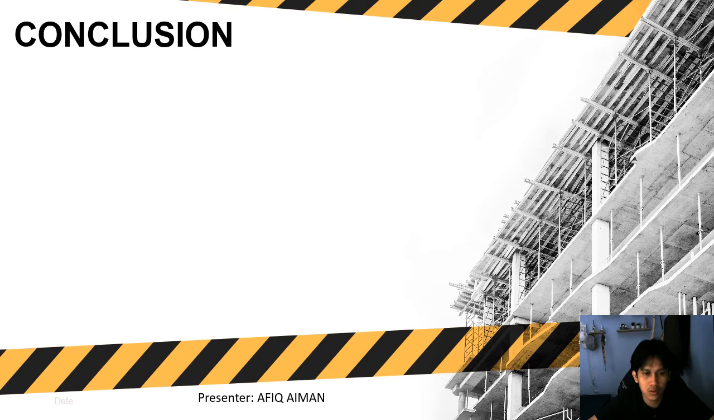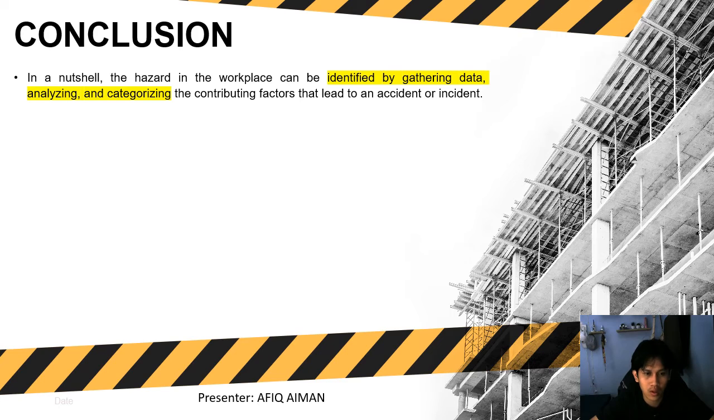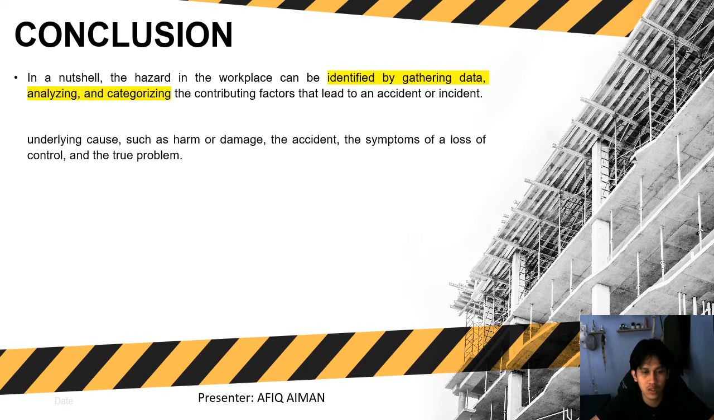Here is the conclusion of this topic. In a nutshell, the hazard in the workplace can be identified by gathering data, analyzing and categorizing the contributing factors that lead to an accident or incident.